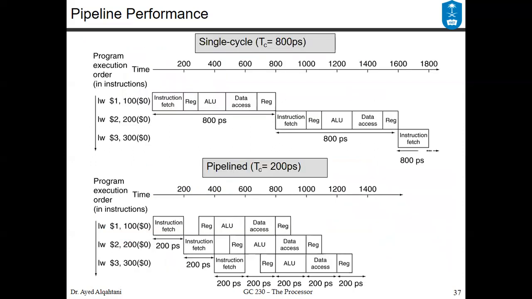So let's see the pipeline performance in both cases. The first case is called the single cycle, which is using the simplified version of the processor. And the second is the pipeline. Sometimes we call the single cycle the non-pipelined version. So the single cycle or the non-pipelined, the cycle time for each instruction, if you have 3 loads, is 800, followed by 800, followed by 800, and so on.